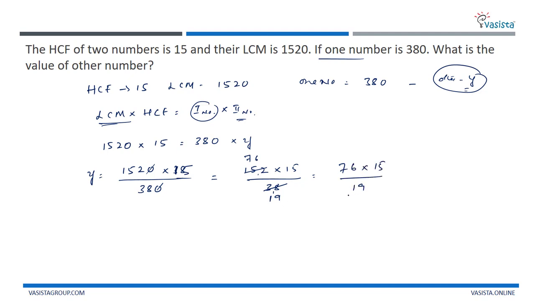Let us directly divide 76 by 19. 19 ones are 19, 19 fours are 76. Correct. 19 fours are 76. 15 fours are 60. The second number is 60. Right. This is the answer.